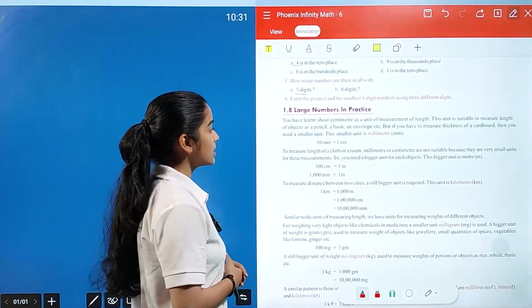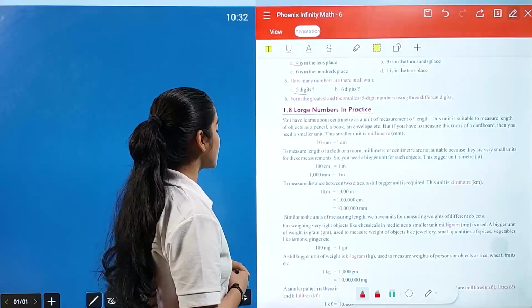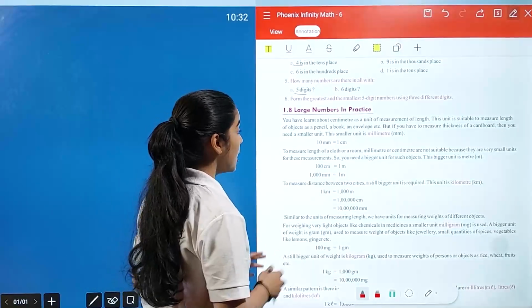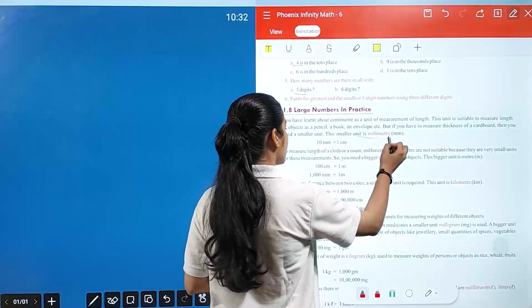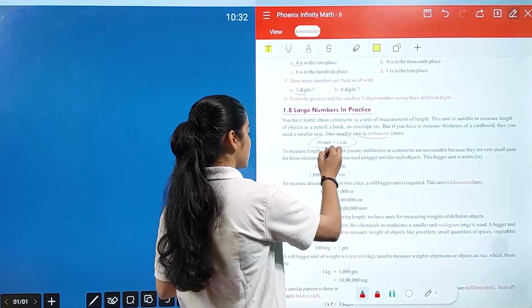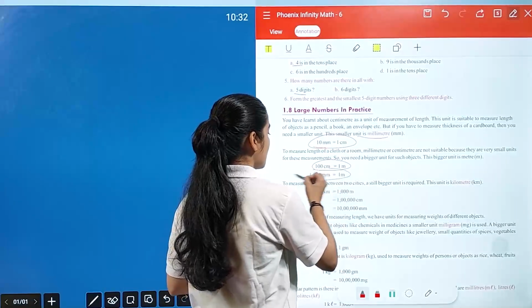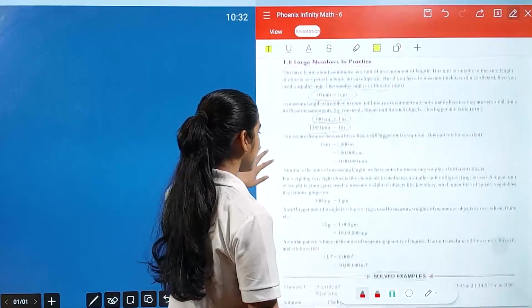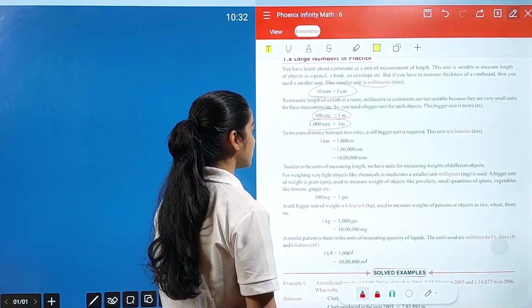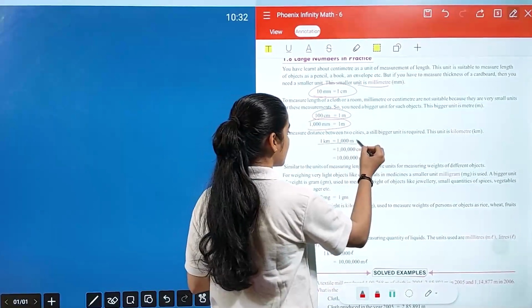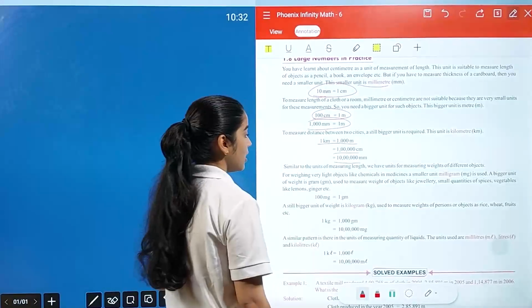You have learnt about centimeters as a unit of measurement of length. This unit is suitable to measure length of objects like a pencil, a book or an envelope, etc. But if you have to measure thickness of cardboard, then you need a smaller unit. The smaller unit is millimeter. So 10 millimeter is equal to 1 centimeter, 100 centimeter is equal to 1 meter, and 1000 mm is equal to 1 meter. To measure distance between cities, a still bigger unit is required. The unit is kilometer. So 1 kilometer is equal to 1000 meter, and 1 lakh centimeter, and 10 lakh millimeter.